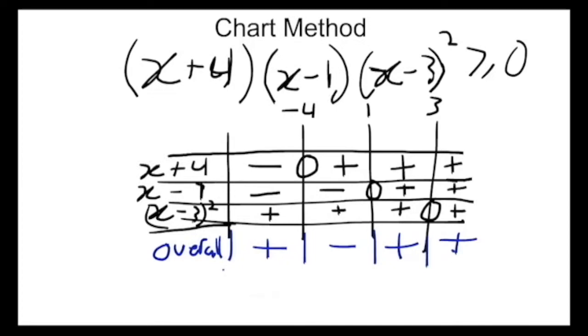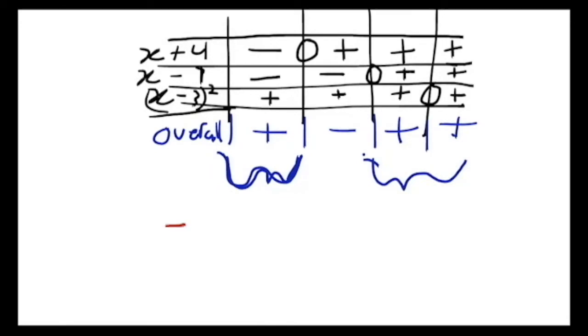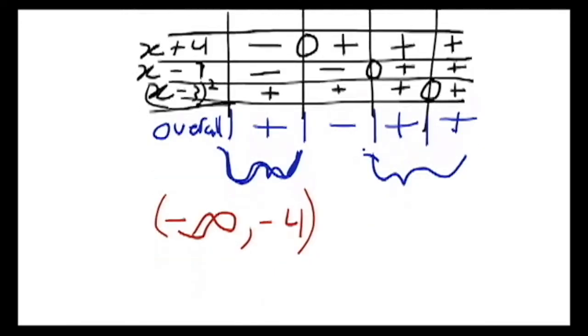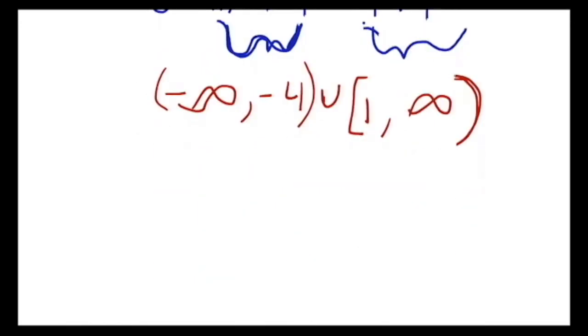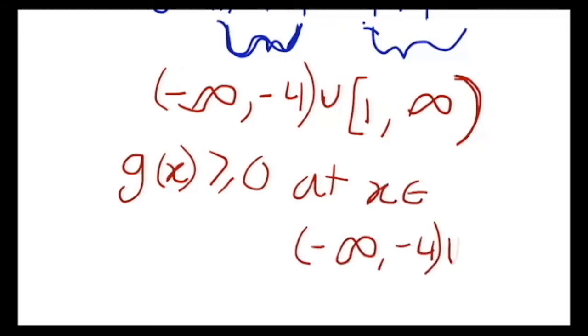The intervals that will answer the question will be the intervals that are positive, and these are positive. The interval will be from -infinity to -4 and 1 to infinity. So the answer is g of x is greater than or equal to 0 when x is an element of -infinity to -4 union with 1 to infinity.